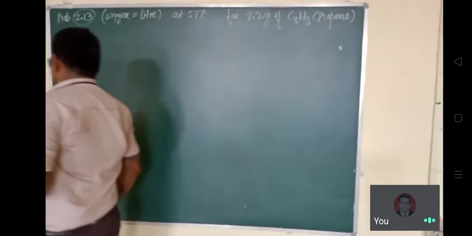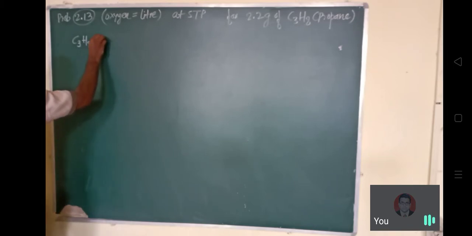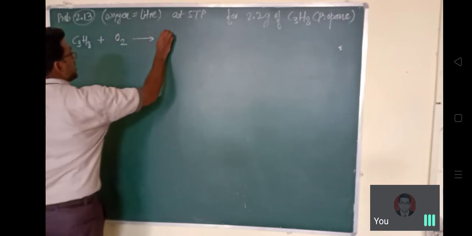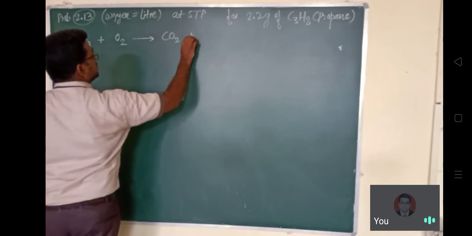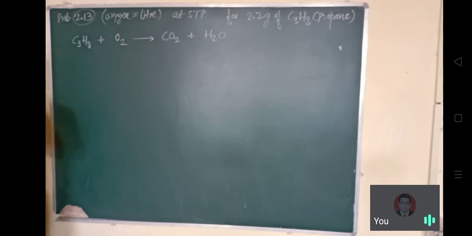Okay, so yes, we will have to first write down the equation for propane when it burns in the presence of oxygen. So we'll write down the equation: C3H8, which is propane. When it combines with oxygen, it gives rise to carbon dioxide as well as water, H2O. So we'll have to balance this equation.